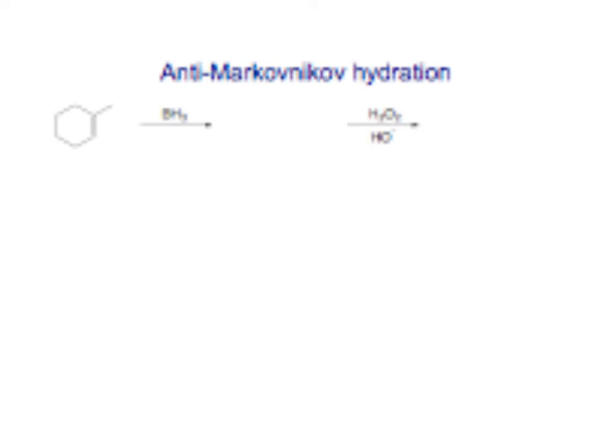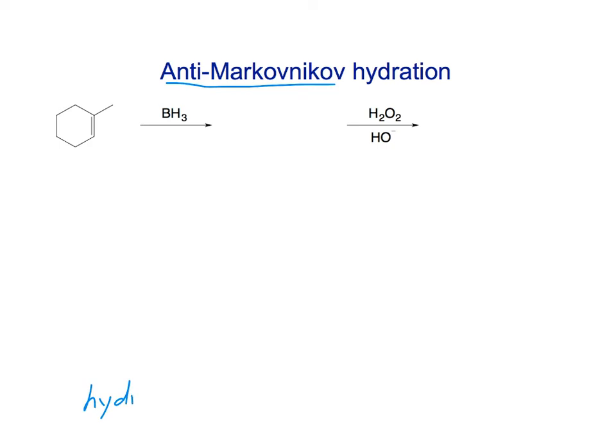What if we don't want a product that follows Markovnikov addition rules? What if we want the OH at the less substituted side? We want the reverse product, the anti-Markovnikov product. All right, if we want that, we're going to use a reaction that's called hydroboration oxidation. It's a two-step reaction.